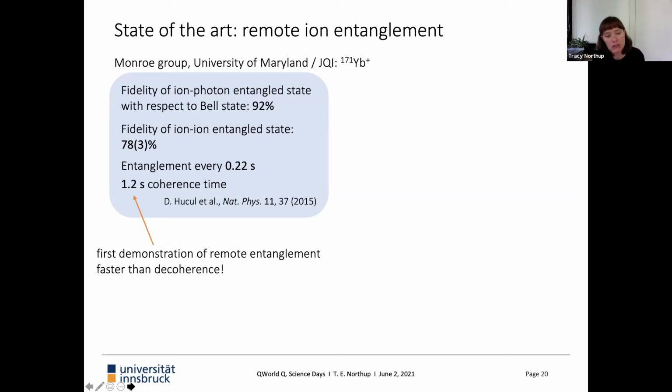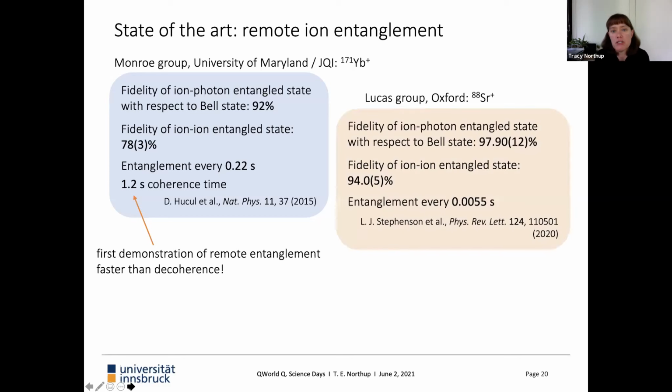And that was the first demonstration experimentally of remote entanglement being achieved faster than decoherence. The reason I'm highlighting this is that if you want to scale this proof of principle experiment up to more systems, it only makes sense to do that if you can build faster than everything falls apart, right? If your network is falling apart faster than you can build, it's not going to be useful. But as long as you can hold on to coherence, then it makes sense to build more and more complex network connections. So that was with a particular ion species, ytterbium.